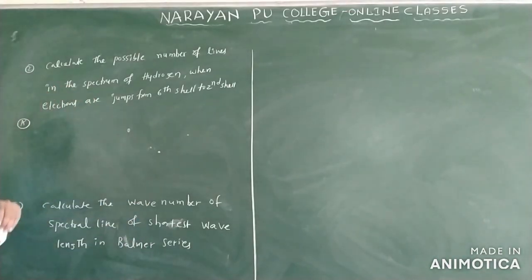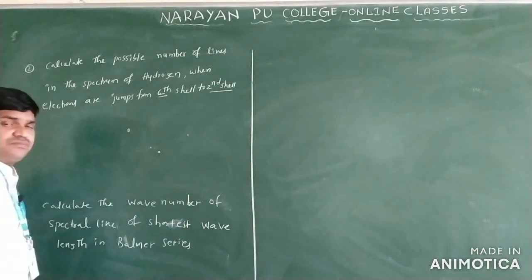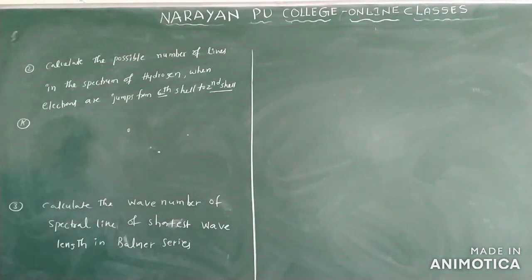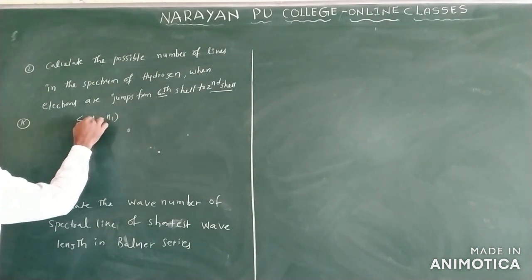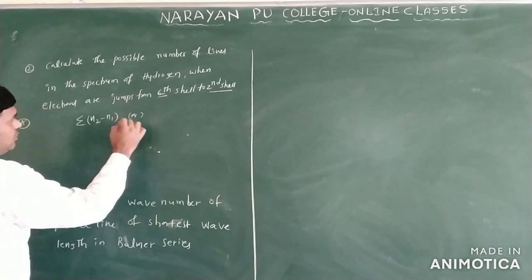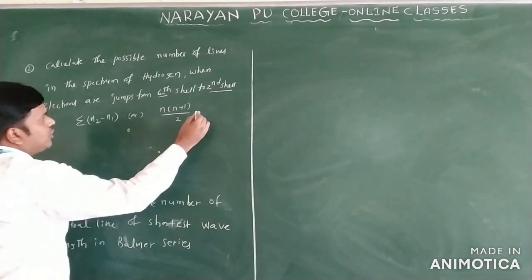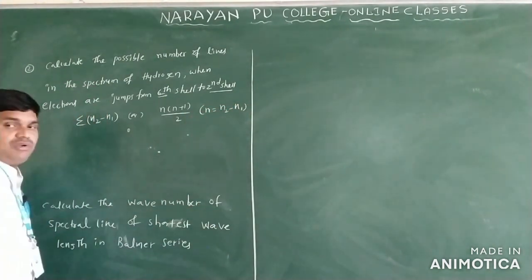See the second question we have. Calculate the possible number of lines in the spectrum of hydrogen when the electron jumps from the 6th shell to the second shell only. So this is the way we are finding the maximum number of spectral lines. I already gave one formula: sigma n2 minus n1, and one more formula already given here, n(n+1)/2. How can you find out n here? n is equal to n2 minus n1.